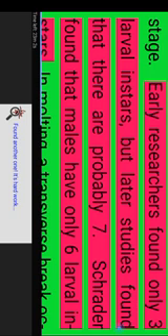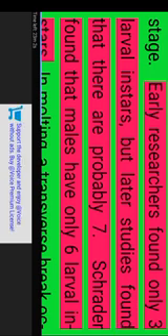In Hymenopterus hosts, the larvae also migrate to the abdomen during the early period of development if entry has occurred in the anterior portion of the body, and probably while the host is still in the larval stage. Early researchers found only 3 larval instars, but later studies found that there are probably 7. Schrader found that males have only 6 larval instars.